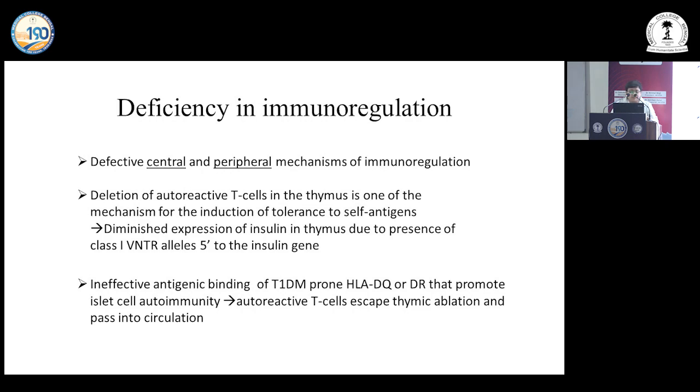Another school of thought was that the ineffective antigen binding of the type 1 diabetes mellitus prone HLA loci like the DQ and the DR promotes islet cell autoimmunity, which leads to autoreactive T cells escaping thymic destruction and then passing into the circulation.